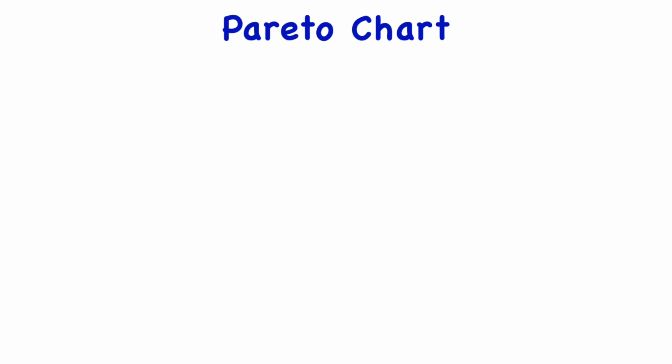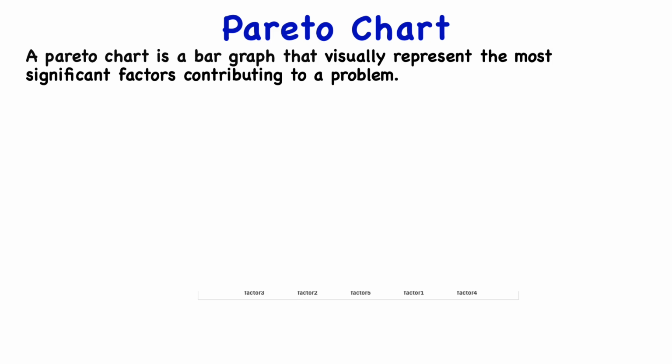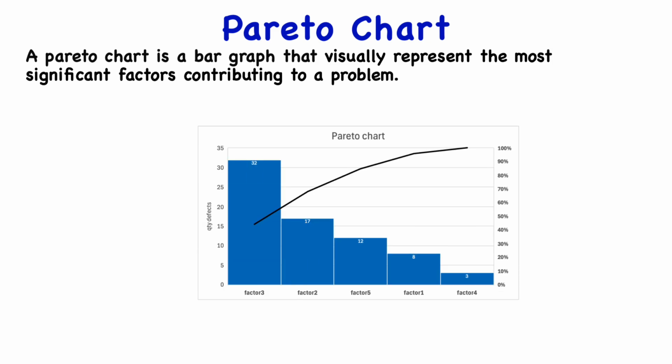What is a Pareto chart? A Pareto chart is a bar graph that visually represents the most significant factors contributing to a problem, and it is based on a 80-20 rule. This rule states that 80% of the defects are caused by 20% of the factors. The length of the bars represent frequency of occurrence or cause, and they are arranged in a descending order, the longest bar on the left and the shortest bar on the right.